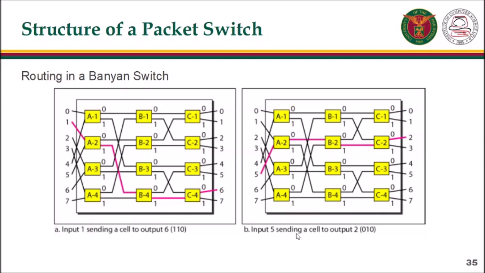In this figure, input 5 is sending a cell to output 2. 2 is 010 using 3 bits. Input 5 goes to 0, goes to 1, then goes to 0 to reach 2.